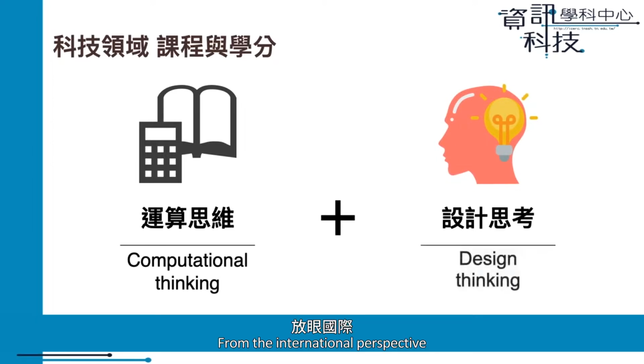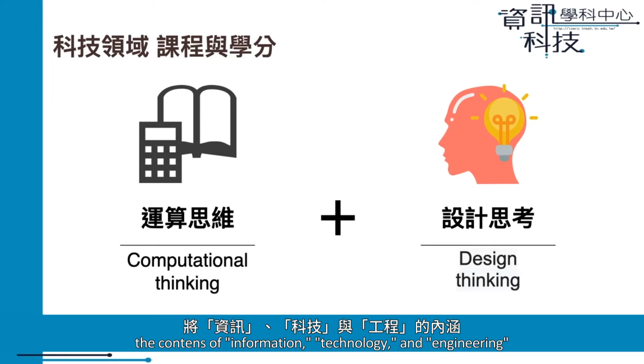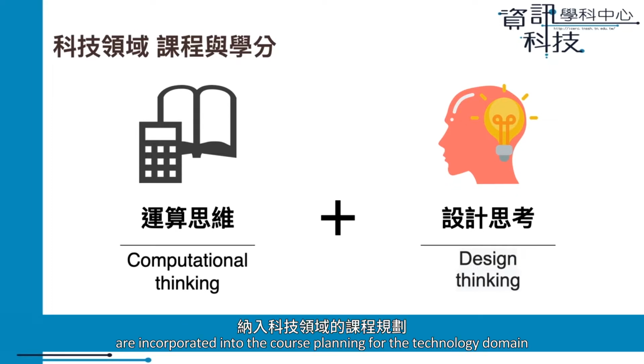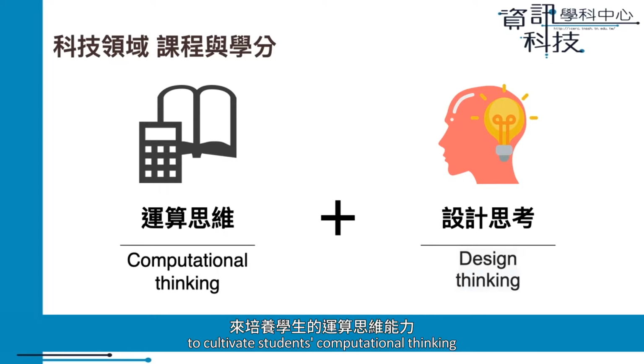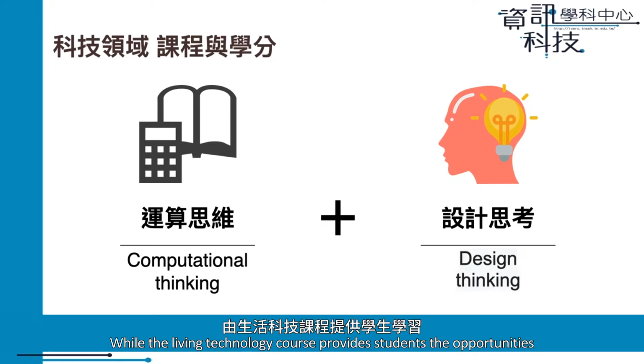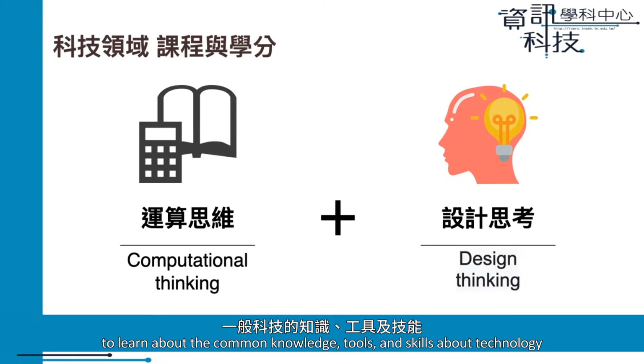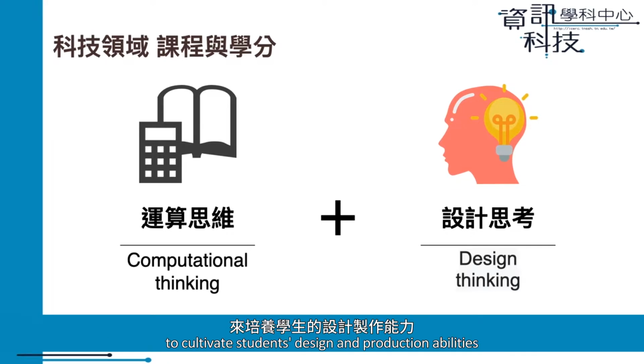From an international perspective, many advanced countries set up technology domain, emphasizing the knowledge integration of subjects, including science, technology, engineering, mathematics, and arts. Through the setup of the technology domains, the contents of information, technology, and engineering are incorporated into the course planning for the technology domain, where the information technology course is provided for students to learn about the computer science-related knowledge to cultivate students' computational thinking, while the living technology course provides students the opportunities to learn about the common knowledge, tools, and skills about technology to cultivate students' design and production abilities.